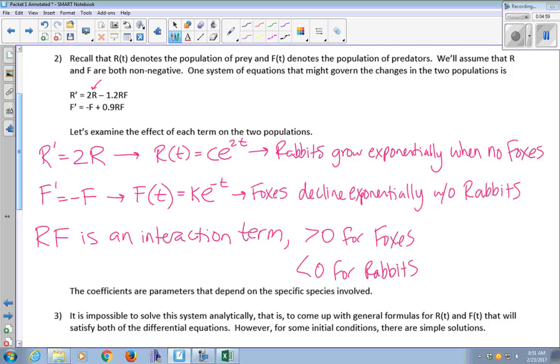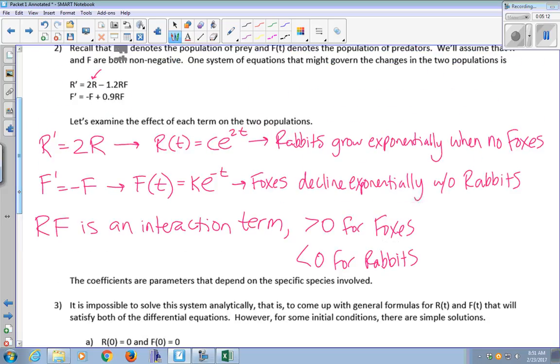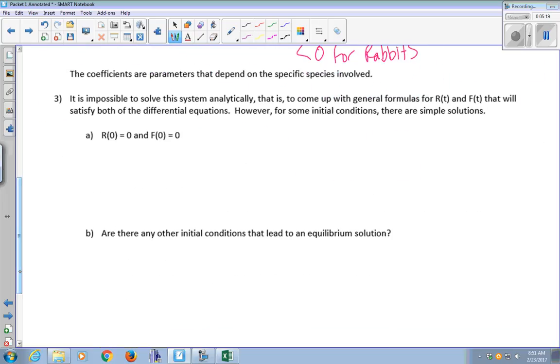So the coefficients are parameters that depend on the specific species involved, the environment they're living in, stuff like that. So I have just some random coefficients there. This system, like I solved when I took out the interaction terms, you can solve, but it's actually impossible to solve analytically. You can't come up with a formula for R and for F, generally. But there are some solutions that are really simple.